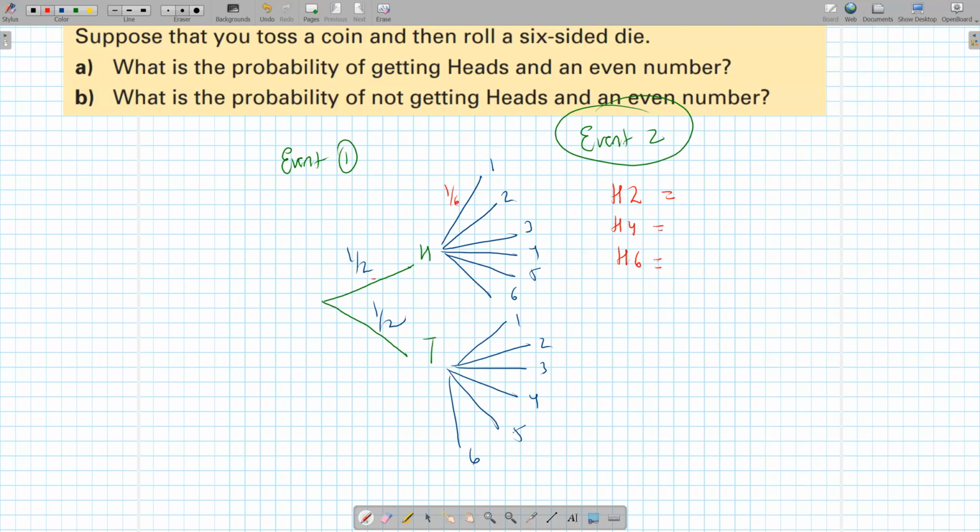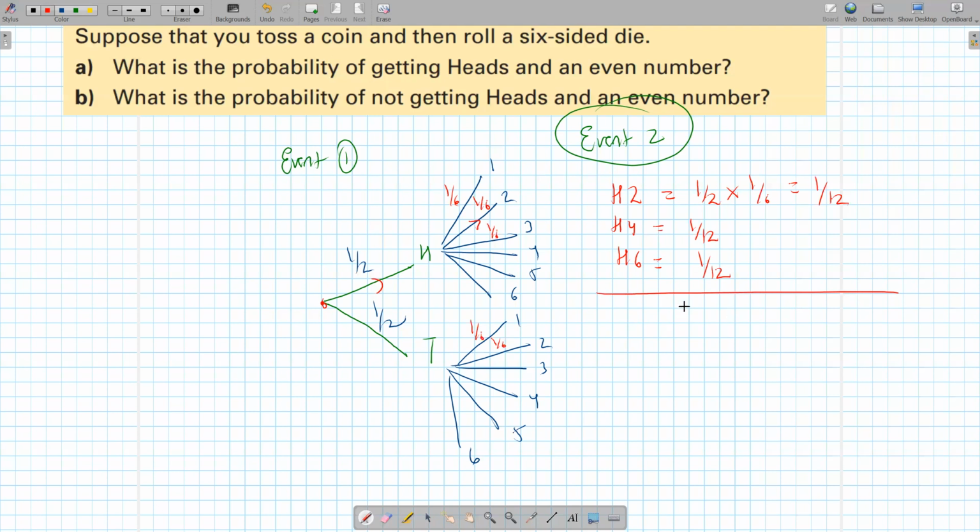So what this means is you have to go through the branches of the tree. You first go from the starting point to H, that's 1/2, right? And then you go from H to 2, and we know this probability is 1/6 for everything on the second tree. So that'll be 1/12. Head 4 will be the exact same thing, and head 6 would be the exact same thing. Those are the 3 possibilities, right?